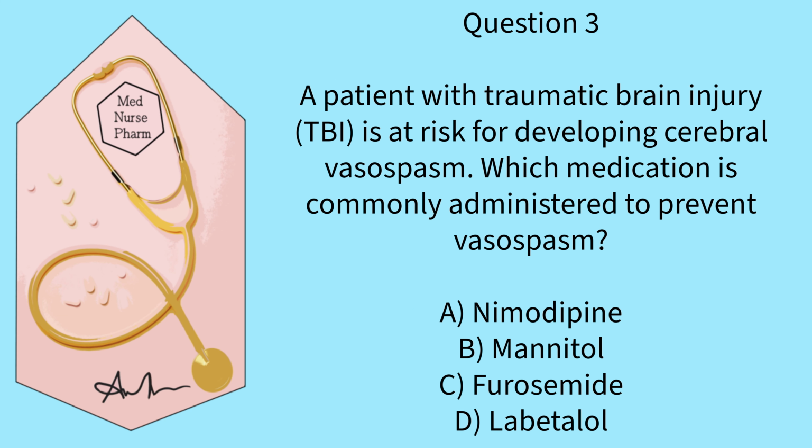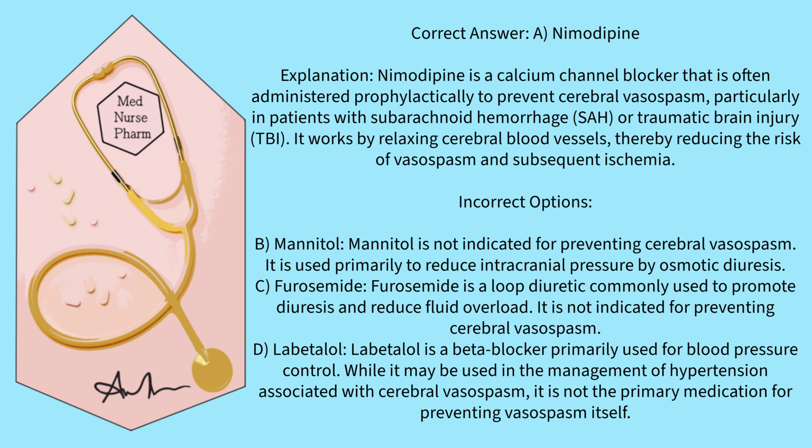Question 3. A patient with traumatic brain injury is at risk for developing cerebral vasospasm. Which medication is commonly administered to prevent vasospasm? Nimodipine, mannitol, furosemide, labetalol. Pause the video and select your answer. If you chose option A, you are correct, nimodipine.